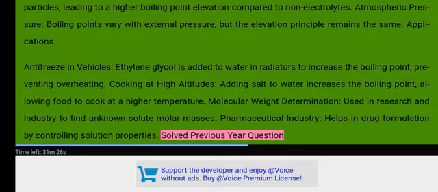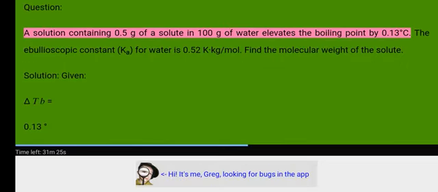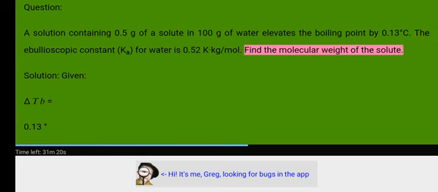Solved previous year question. Question: a solution containing 0.5 grams of a solute in 100 grams of water elevates the boiling point by 0.13 degrees Celsius. The ebullioscopic constant Kb for water is 0.52 K kg per mole. Find the molecular weight of the solute.